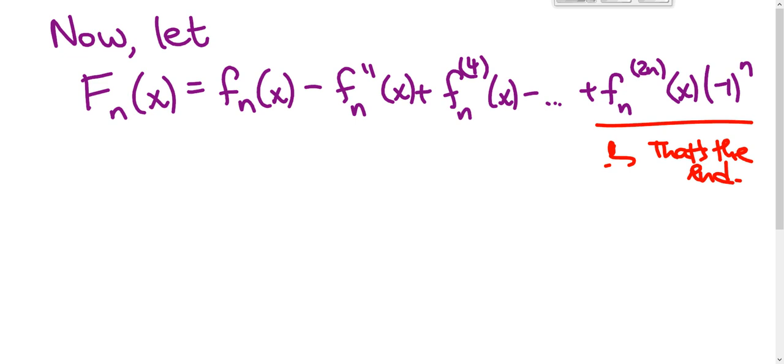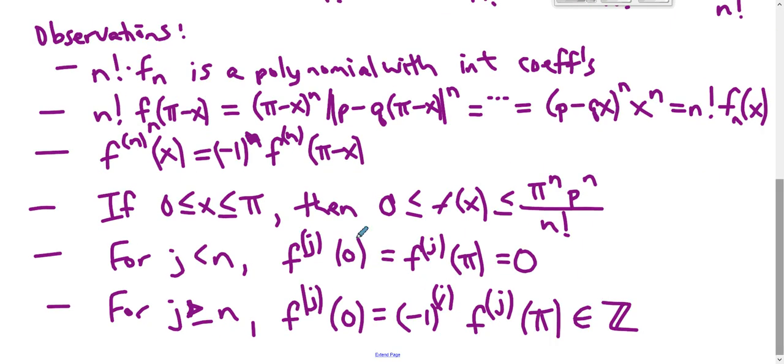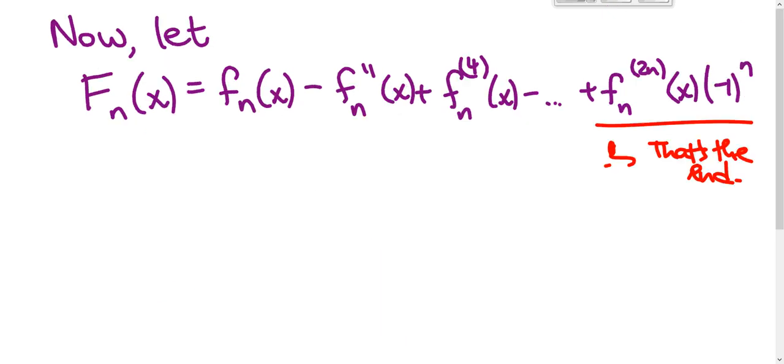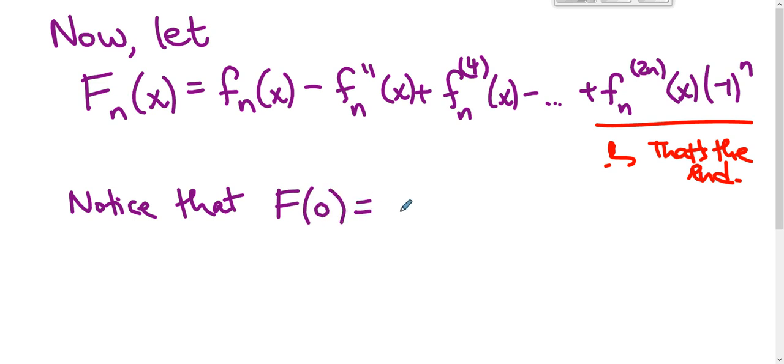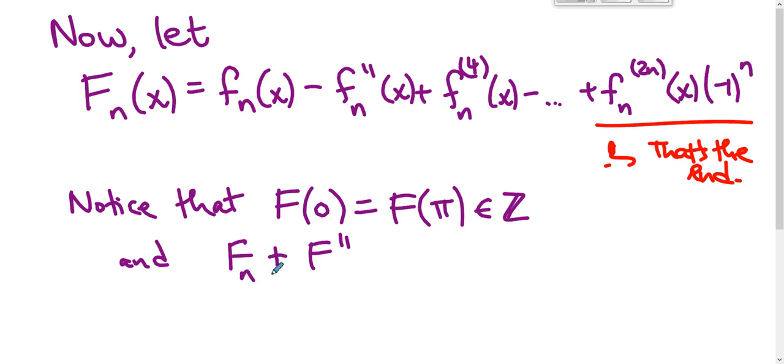From these last two observations about f, we notice that capital F at 0 is capital F at pi, and both of those are integers. And notice that capital F plus capital F double prime, both based on n, is little f sub n. You can take capital F double prime yourself and line them up and add them up, and sure enough, everything cancels out with that.